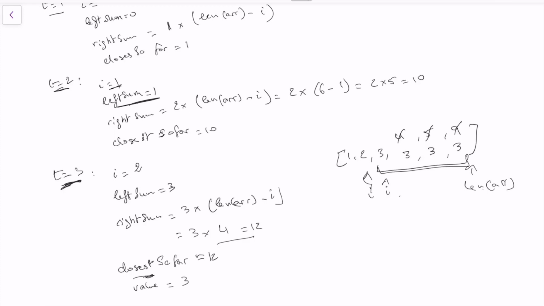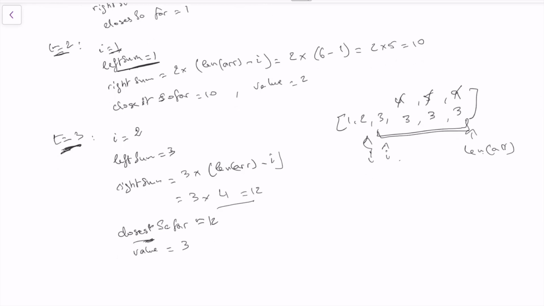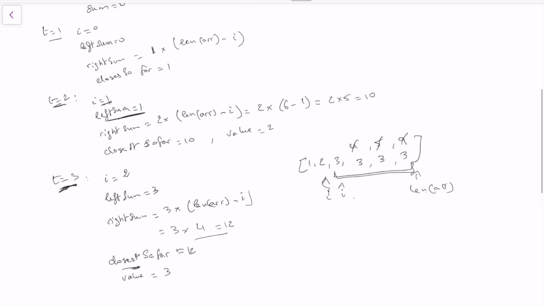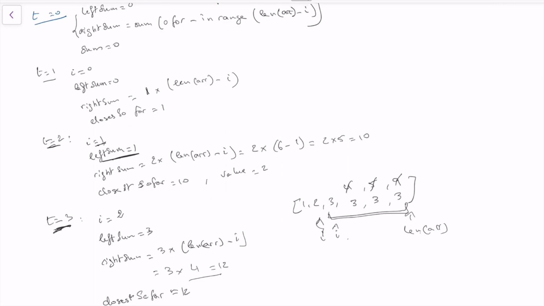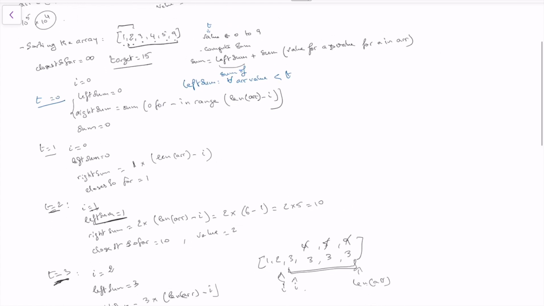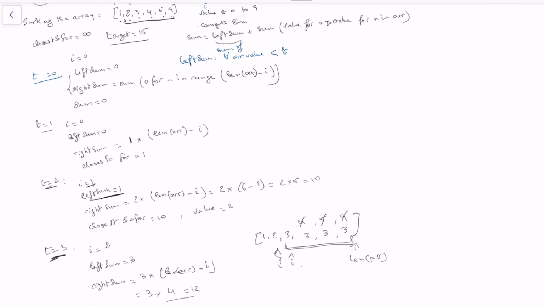And of course, when we find closest so far, we need to update the current value. So here the current value is 2, here the current value is 3, here the current value is 2. And in this example, I could go and try t equal to 4, but this is the answer. T equal to 4 will not give us a better answer. But yeah, so this is essentially the idea: let's try the values from 0 all the way to the maximum of the array.